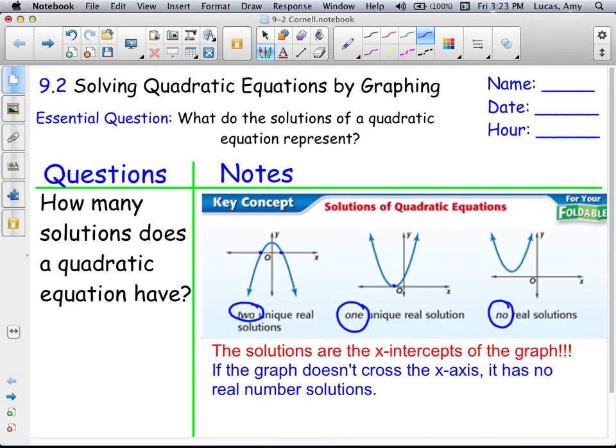In this lesson, we're solving by graphing. We will also teach you to solve by completing the square and to solve by using the quadratic formula. Our goal is to provide you with a lot of different methods for solving quadratic equations.